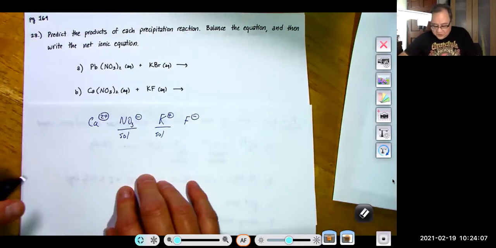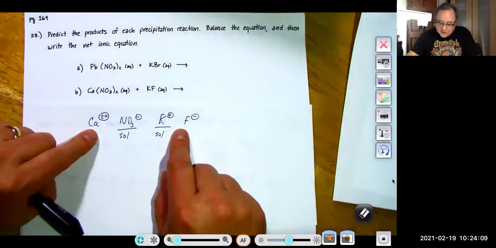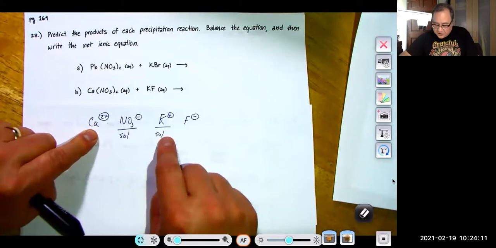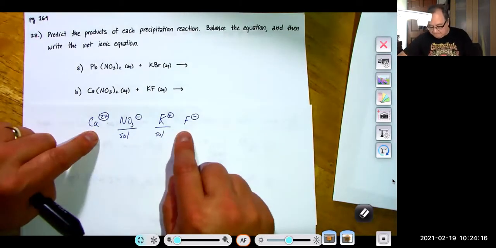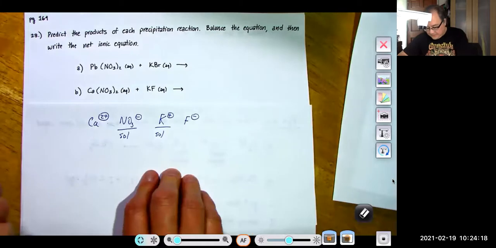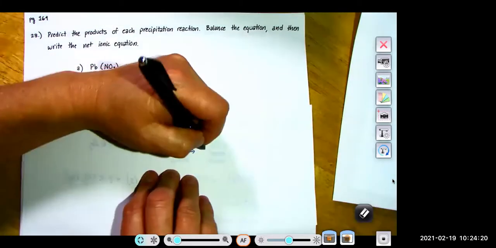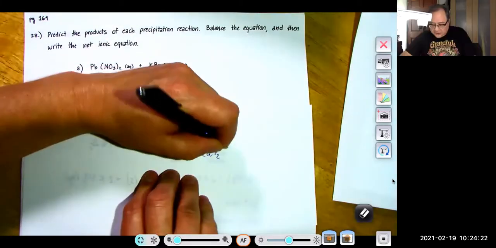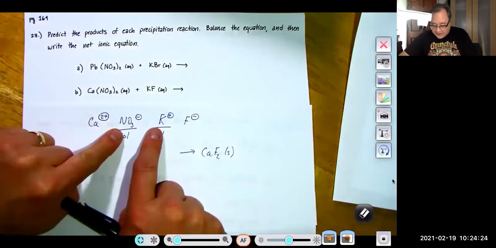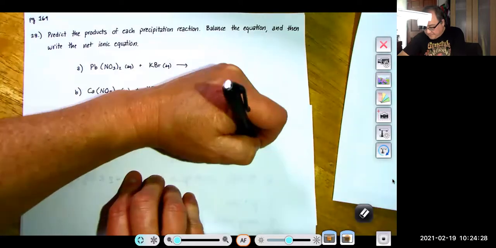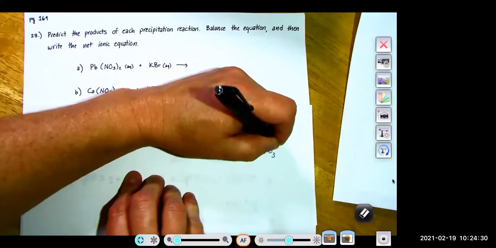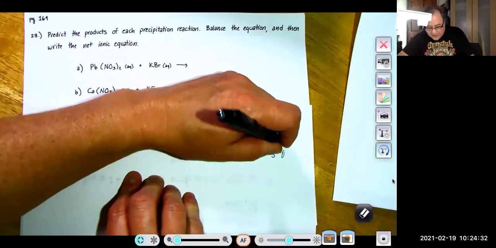So if these two, because these are precipitation reactions, if these two form a solid, what does the formula have to be? CaF2. Correct. And if these two form the other thing, what does the formula have to be? KNO3. Right? And we put aqueous. And so now we can balance.